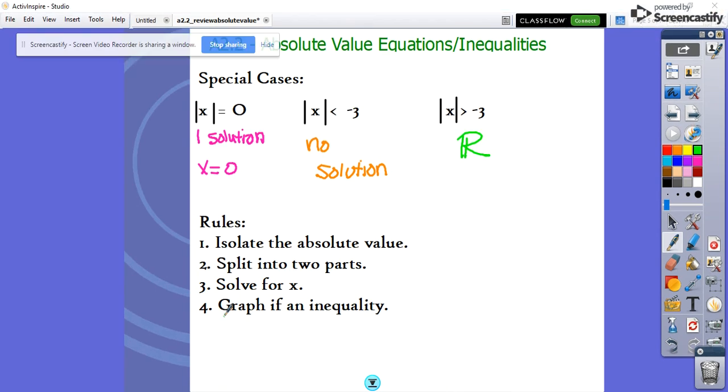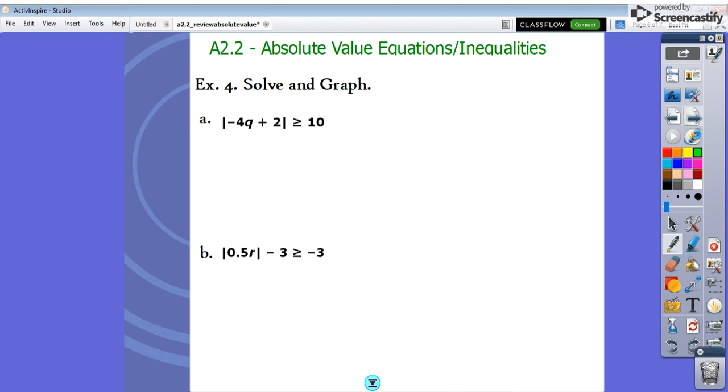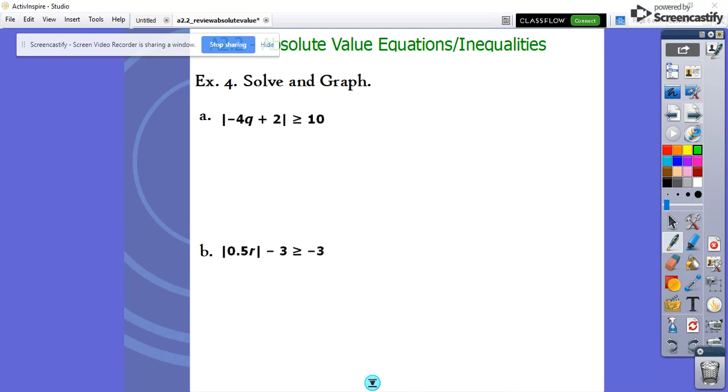Okay, so let's look at a few examples. Same steps as before. So let's look at a, and if you need to pause, if you want to write the steps down, you can pause and write those down. I'm going to do 2 with you, and then you're going to do 2 by yourself. So first one, is the absolute value isolated? Yes, it is.